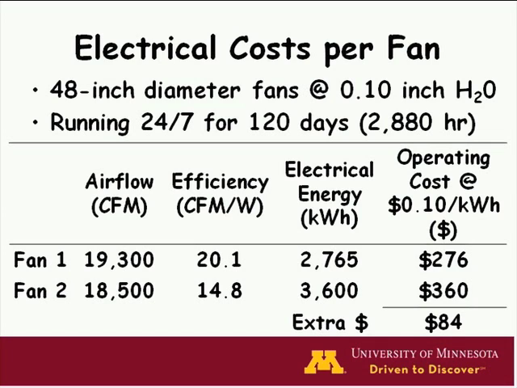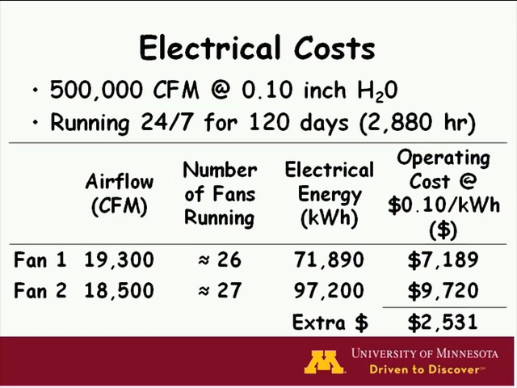And if we're running it 24/7 for 120 days, or 2,880 hours, the more efficient fan, number 1, saves us $84 per fan over these 120 days. If we have to move 5,000 CFM, we need 26 of those fan 1s to do the job, and we'd need 27 of fan 2 because it doesn't have the same capacity. And we can save there $2,500 in this 120 days.